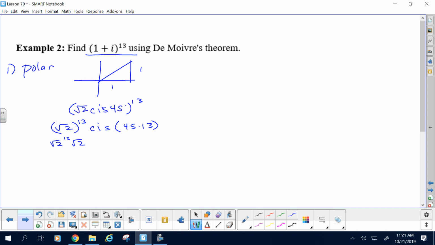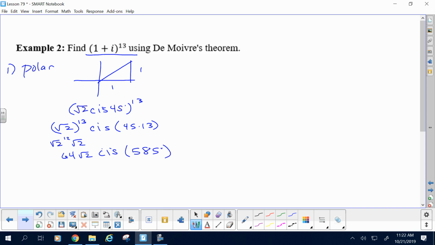And what is root 2 to the 12th? That's normal 2 to the 6. So what's 2 to the 6? 64. Okay, so this is 64 root 2 cosine i sine, and what do we got there? 45 times 10 is 450. 45 times 3 is 135. 450 plus 135 is 585. All right.